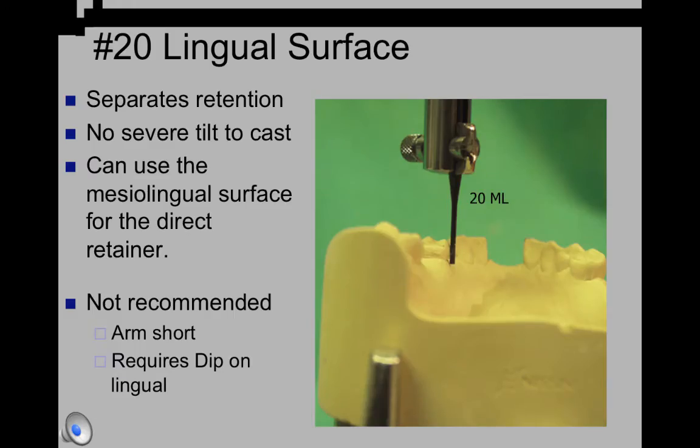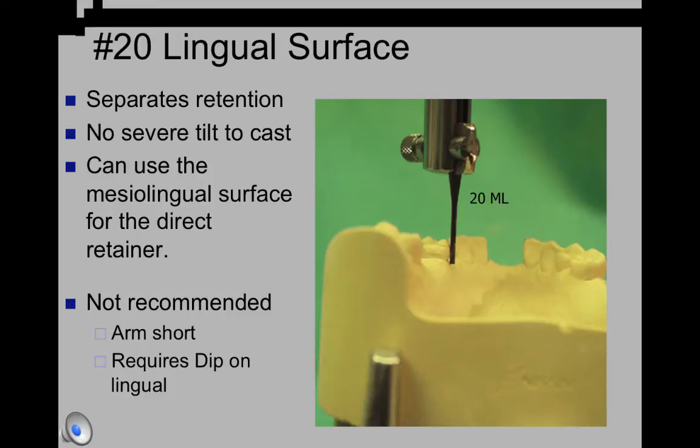The mesiolingual surface of tooth number 21 has an area of retention of 0.01 undercut on the mesiolingual. If we use it, it would place the direct retainer in front of the survey line. This is a good thing to prevent rotation. It would also separate retention better than if we used the buccal surface, the distal buccal surface of number 29.